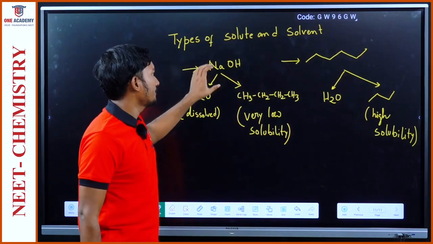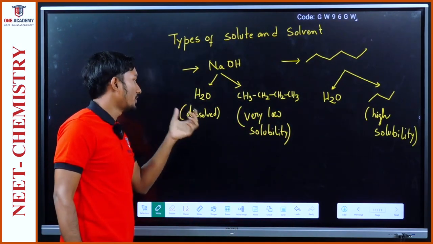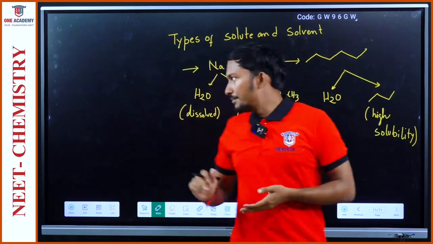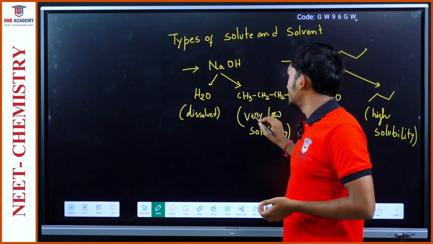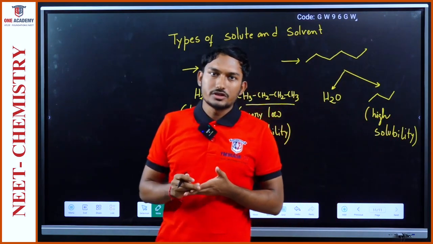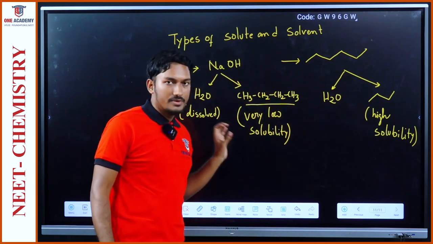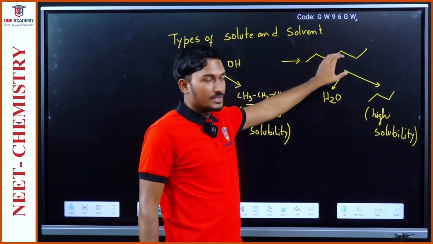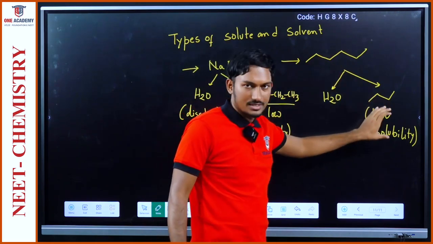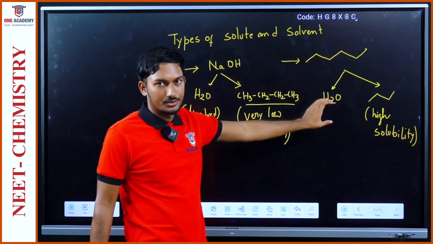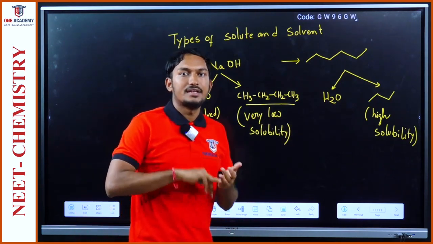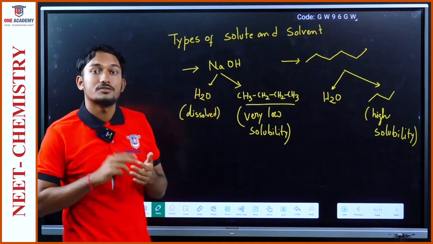Why? For this, you have to remember the like dissolves like formula. If I am dissolving some polar substance in a polar solvent, the solubility will be high because of similar force of attraction. But if I dissolve some polar substance in a non-polar substance, because of dissimilar force of attraction, the solubility will be very low. Hexane is itself non-polar, so it will dissolve only in a non-polar substance, not in a polar solvent. So three factors you have to remember: temperature, pressure, and the nature of solvent and solute, like dissolves like.